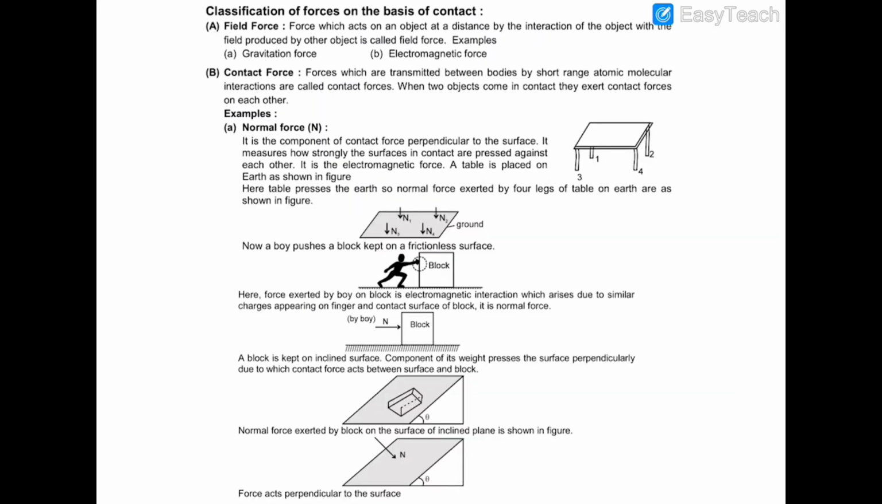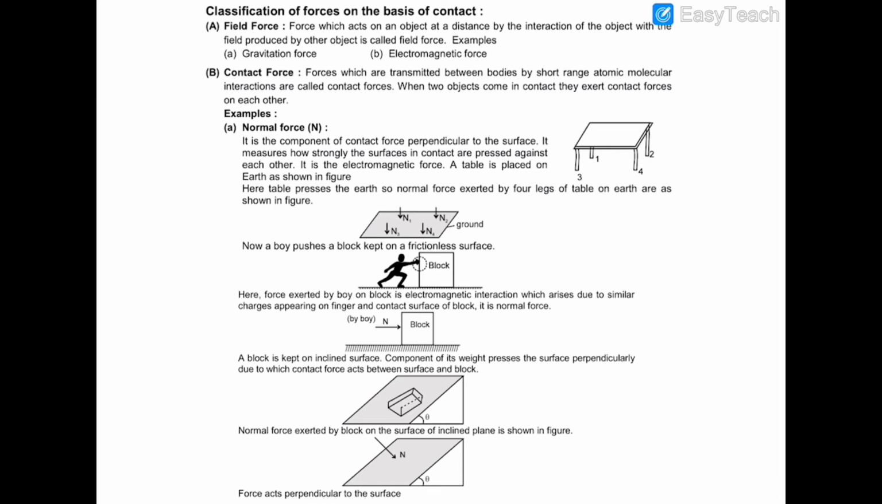Now, the classification of forces on the basis of contact has two classes: one is field force and the other is contact force. Field force, as its name suggests, acts due to a conservative force field, and this is the subject matter of class 12th. So we'll discuss these forces in detail in class 12th, but in class 11th we'll discuss one of the field forces, which is gravitational force.